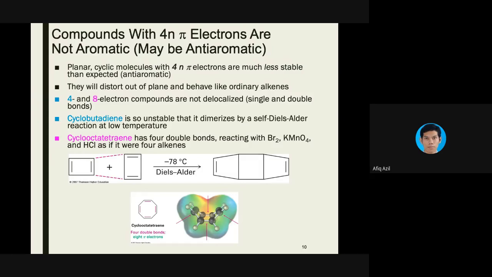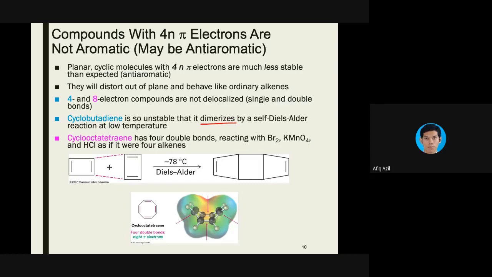So 4 and 8 electron compounds are not delocalized. So cyclobutadiene is so unstable that it dimerizes by a self-Diels-Alder reaction. Dimerize means self-addition. When you see the word dimerize, it means that it undergoes addition reaction with the same structure.